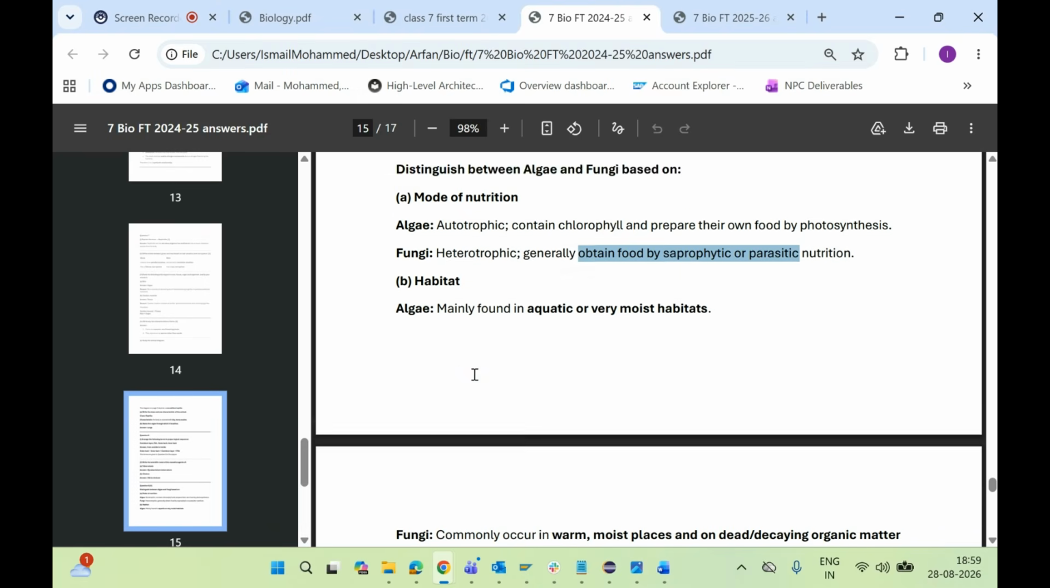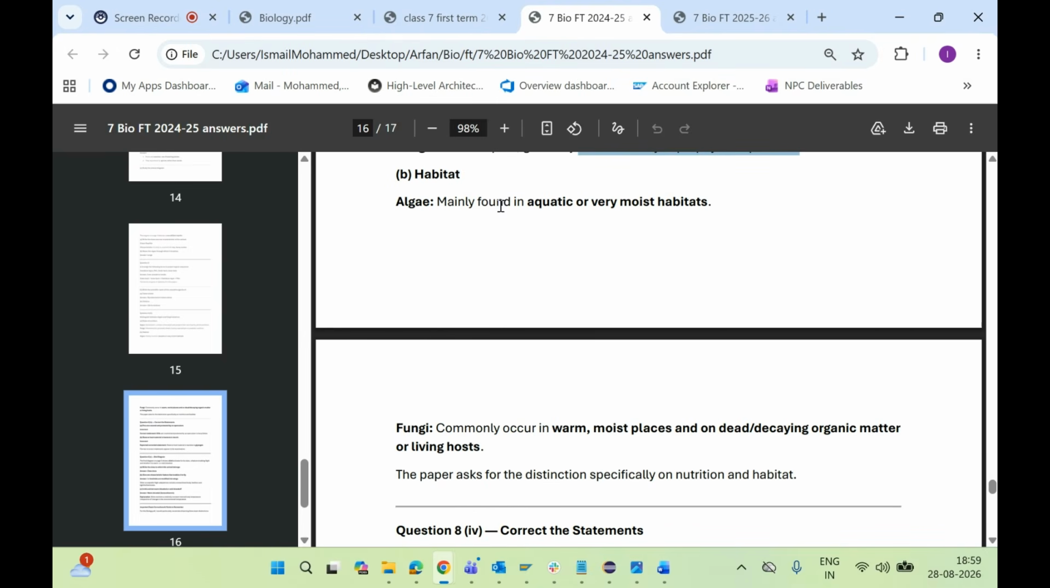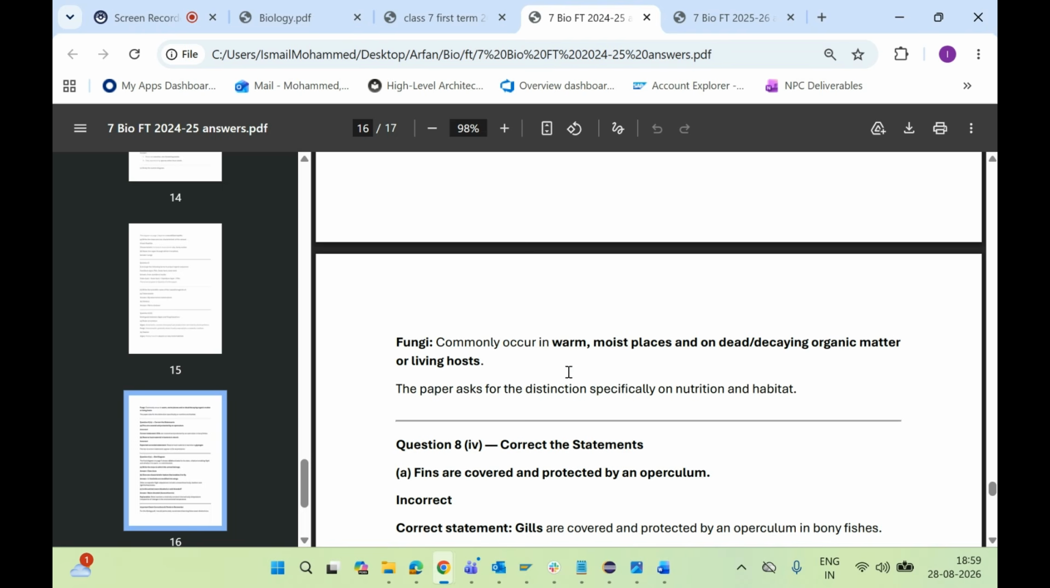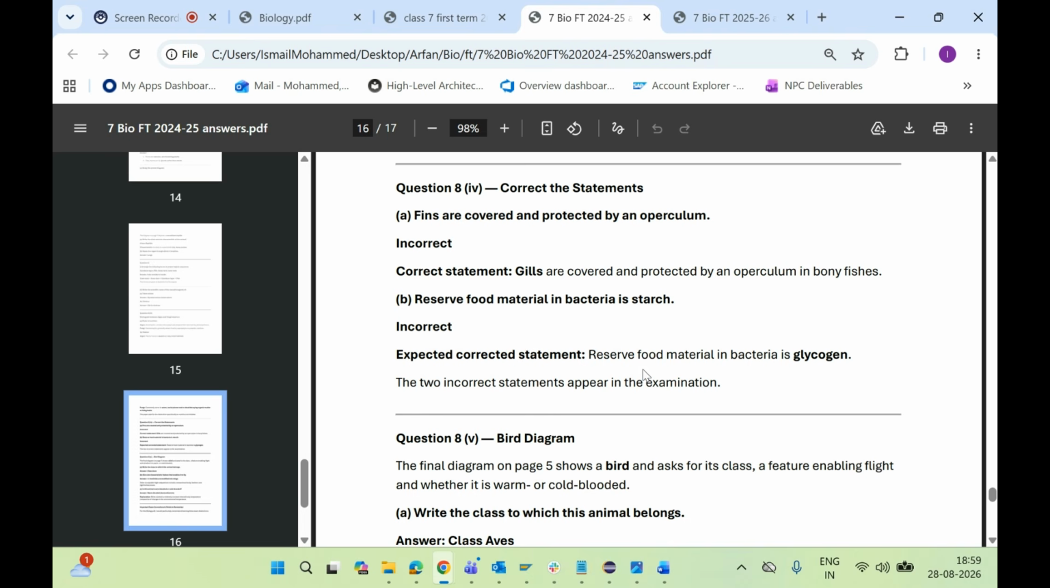Next, habitat. In terms of habitat, you have to mention algae and fungi. Algae are basically found in aquatic habitats, whereas fungi are found in warm, moist places. Okay, warm, moist places. Next one, fins are covered. This is related. Can omit this one.